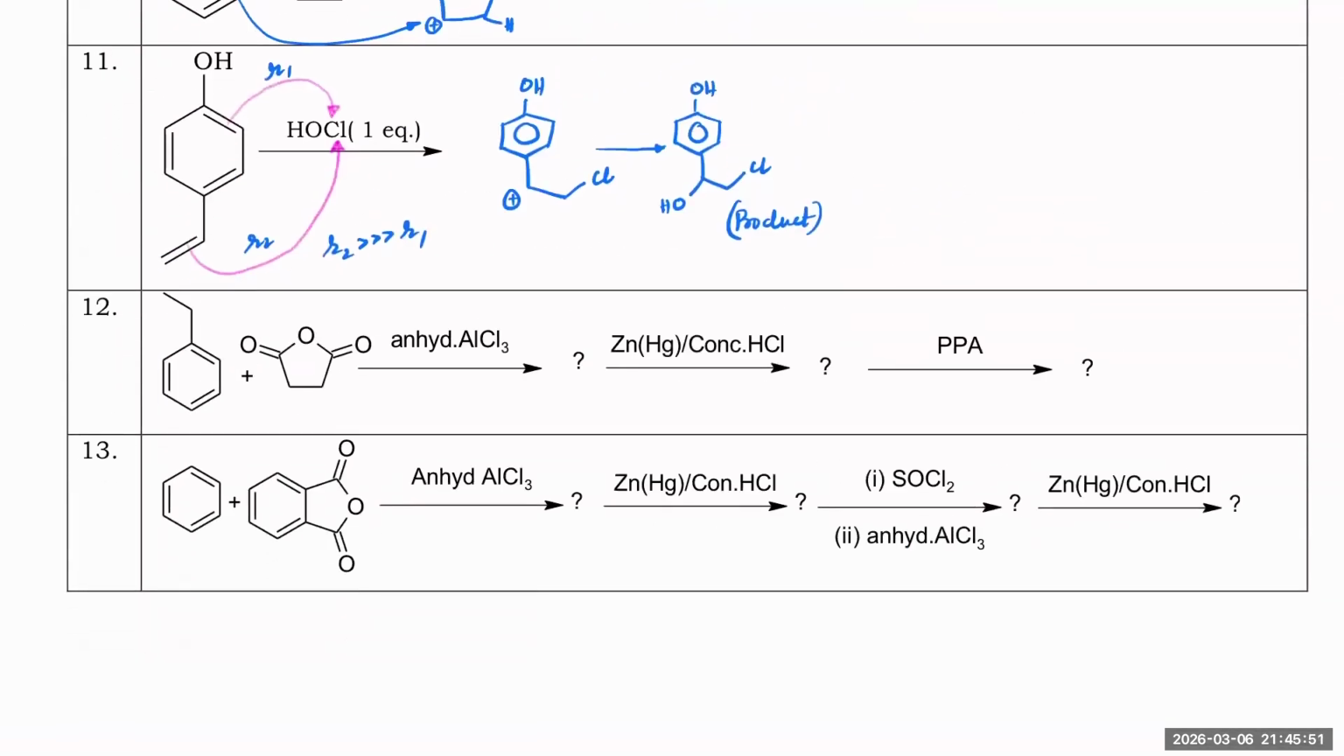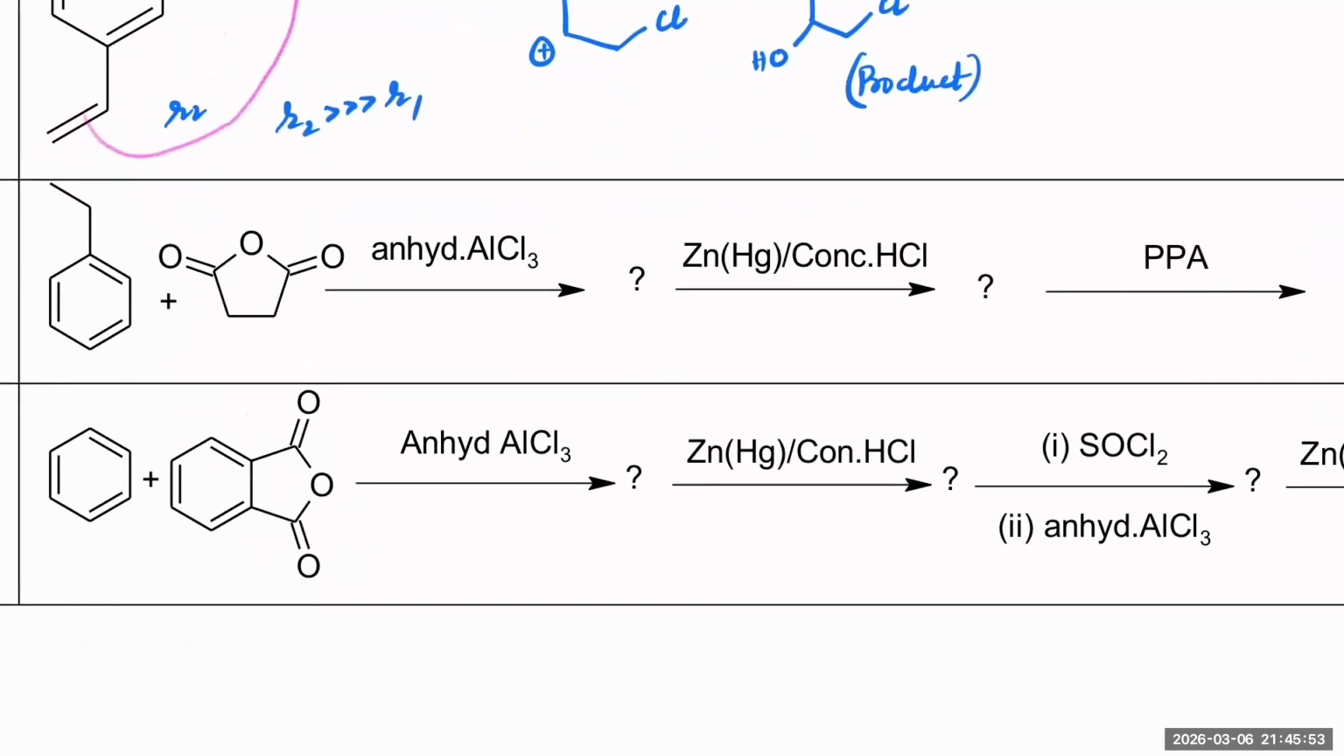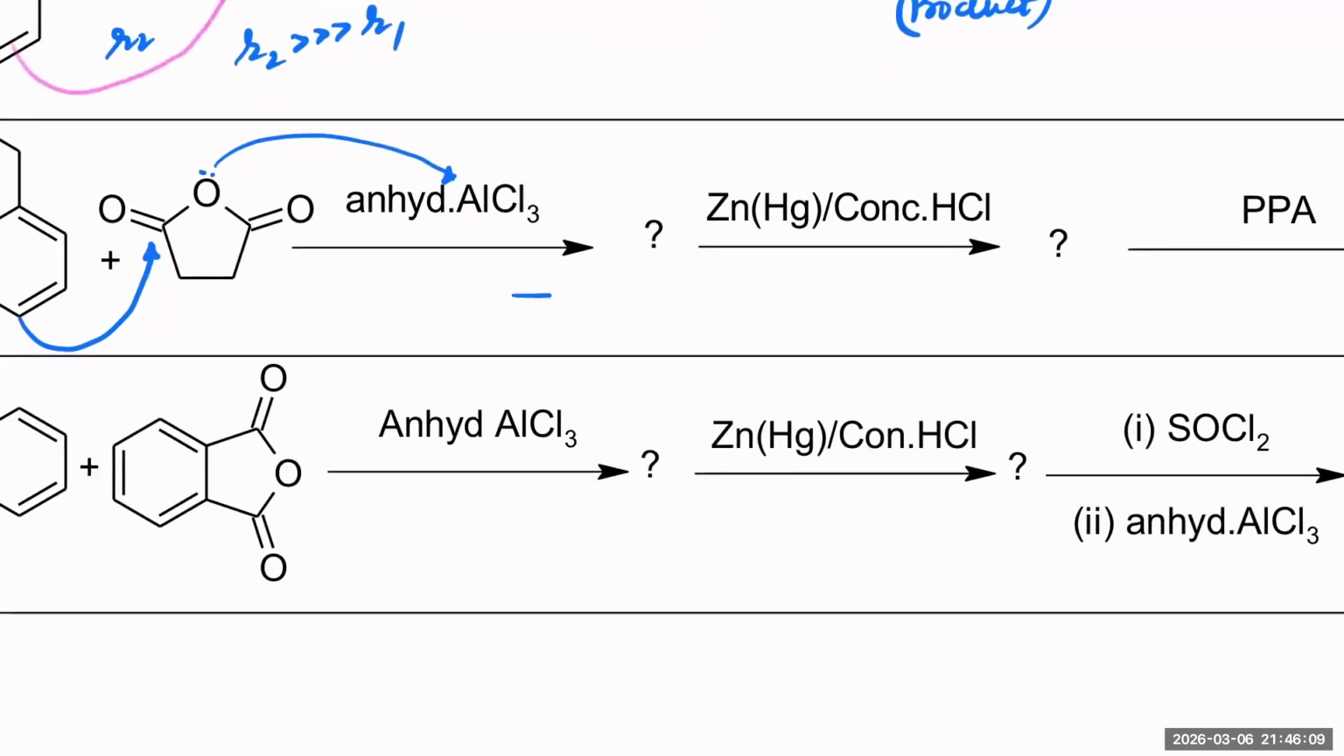Right. See 12th and 13th now. First, it is an anhydride. The anhydride lone pair will first attach on AlCl3. That makes this particular carbon, C double bond O, available. So from the para position, it will attach. So the first product will be like this: benzene which has an ethyl group on it. On the para position, we'll have C double bond O.